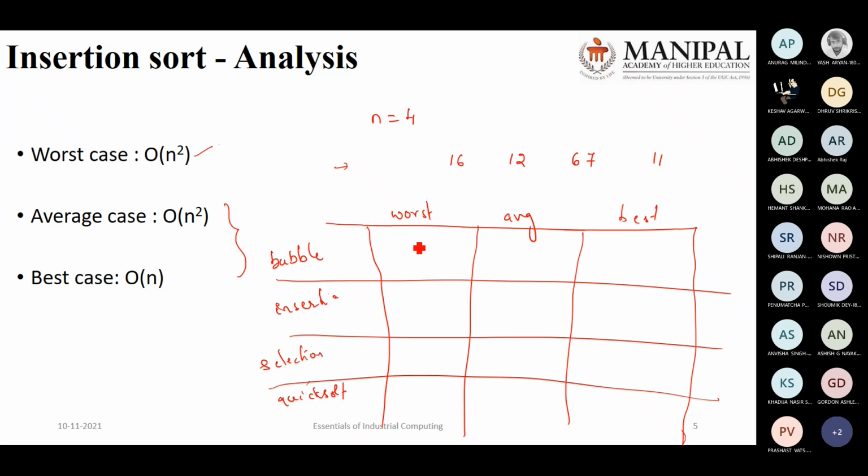What is the worst case complexity of bubble sort? Does anybody remember bubble sort? What do you do in bubble sort? You pick the largest element from the array and put it at the end. From the remaining elements, again pick the largest element and put it at the end. You remember the outer loop, I equal to 0 to n.